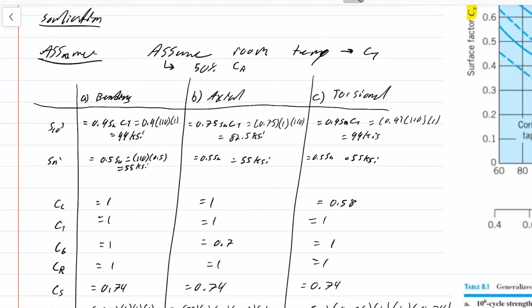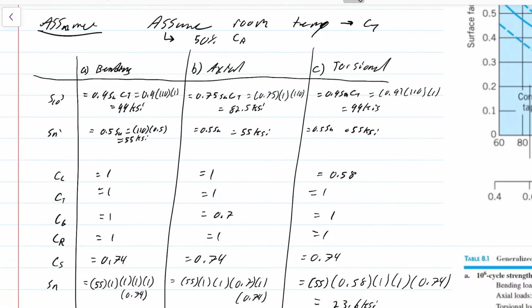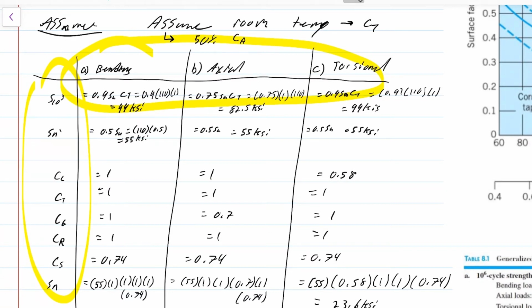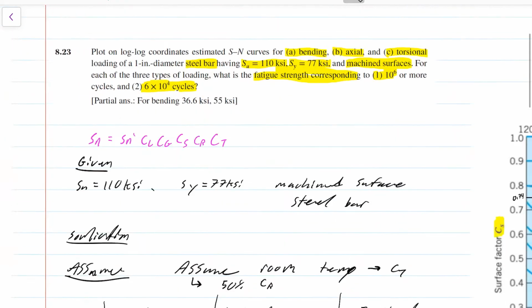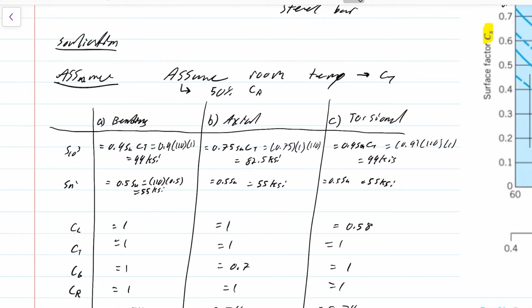Here I did two charts, and I'm going to explain all this. It's all the same steps, so it's easier and more organized to put it all in a chart with the values here, and then the different types here.